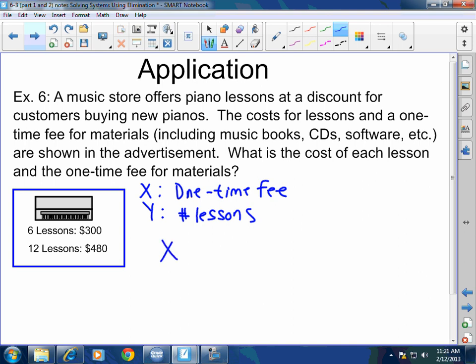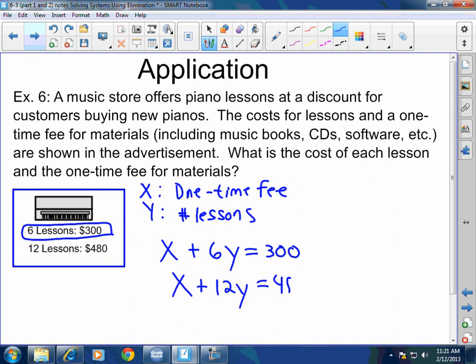X, which is the one-time fee, plus 6y equals 300. Stop for a second. X, which is the one-time fee, plus 6 lessons equals 300. True or false? Okay, what's the second equation? X, which is the one-time fee, plus 12 times the number of lessons, equals 480.